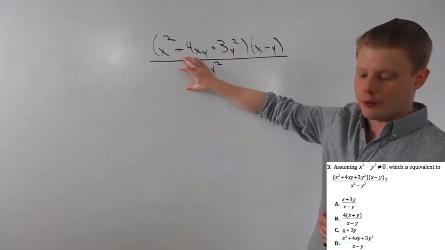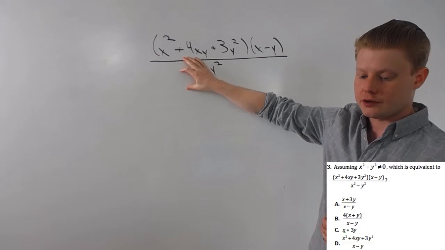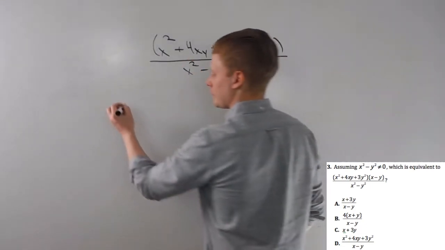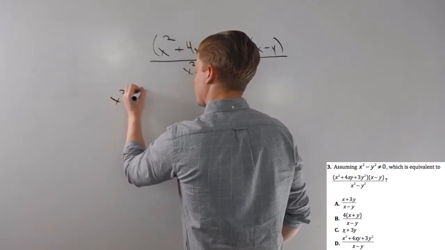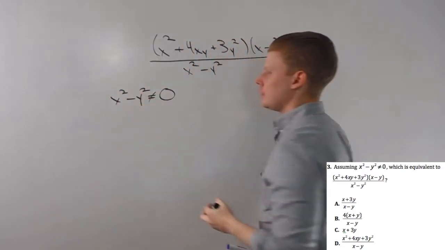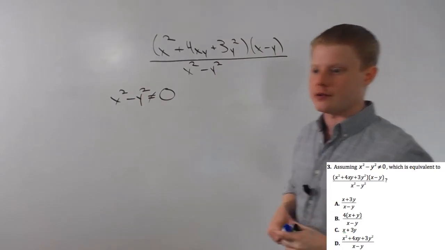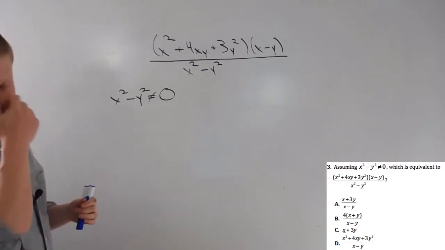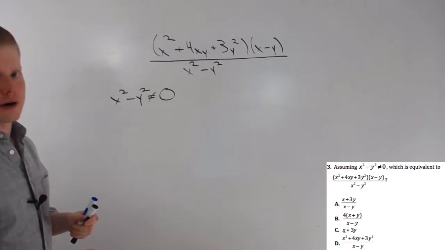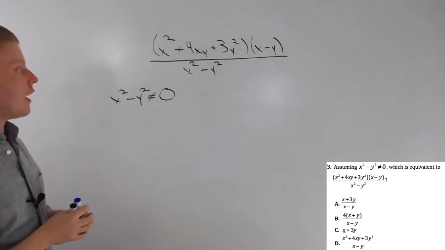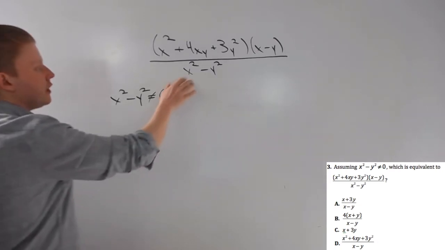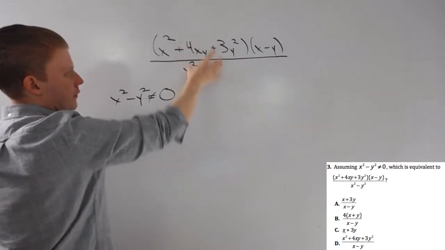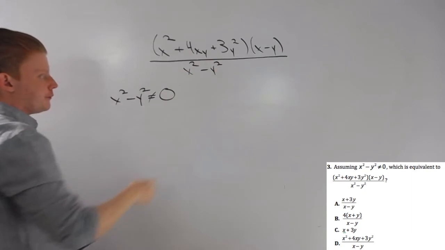Now, before we get into the problem, let's talk about the statement that the question makes. By that, I mean assuming x squared minus y squared does not equal 0. This is a perfunctory statement, kind of like when they define i for you as a complex number. It's necessary to tell you, but it has no bearing on how you're going to solve the problem. Why do they tell you this? Well, because if x squared minus y squared is 0, then this whole fraction will be undefined.